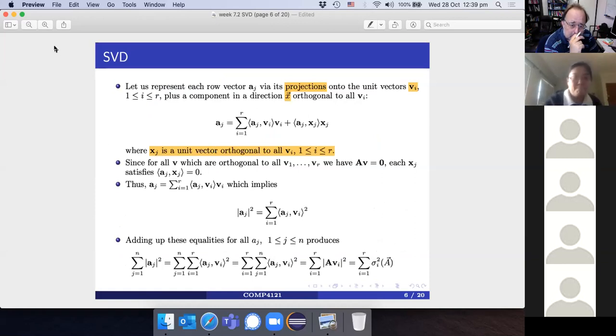So first of all, let's represent each row vector Ai via its projections on the unit vectors vi. What's the meaning of this sentence here? We represent Ai by using vi's. If you imagine a 3-dimensional space, you have an arbitrary vector, let's say with coordinates 1, 2, 3. This vector can be projected on the 3 basic axes, i, j, and k.